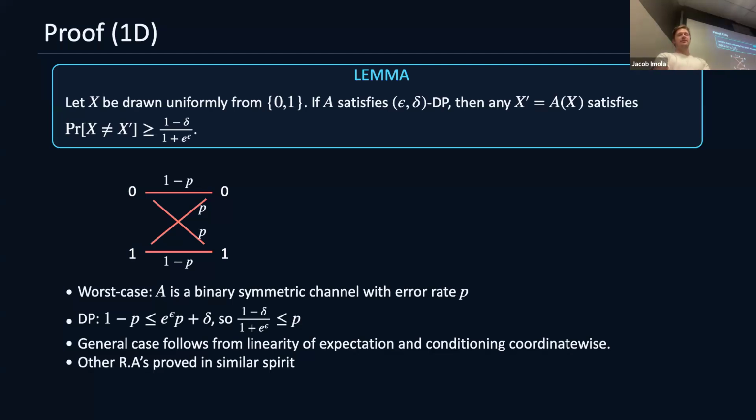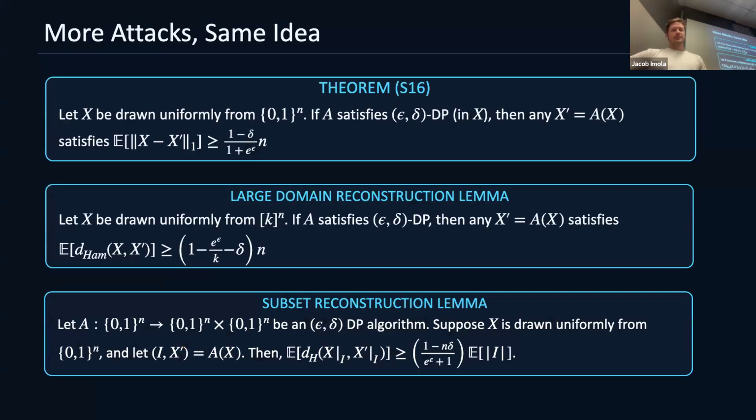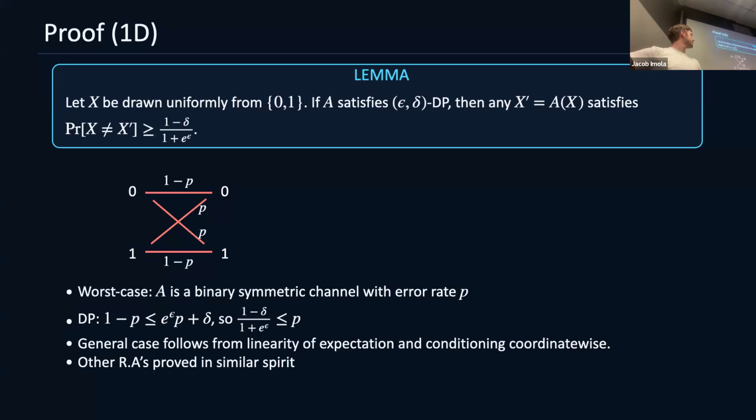And then you can generalize this pretty easily to a larger domain in the one-dimensional setting, or a one-dimensional data set with a large domain. That's how you get the first generalization on the last slide. So that proof is just a different channel.